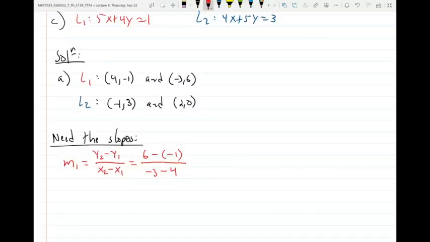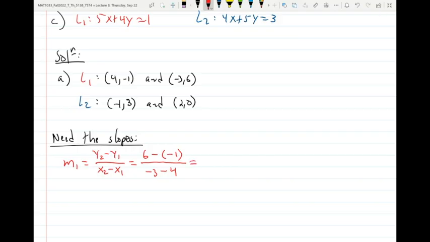Also, understand that you have to be consistent, so whatever you decide to put as your first y here, it has to match the x down here. It has to be the corresponding x. So if I put 6 over here, I have to put negative 3 first in the bottom. You cannot put 4 first. Okay? So just be consistent.